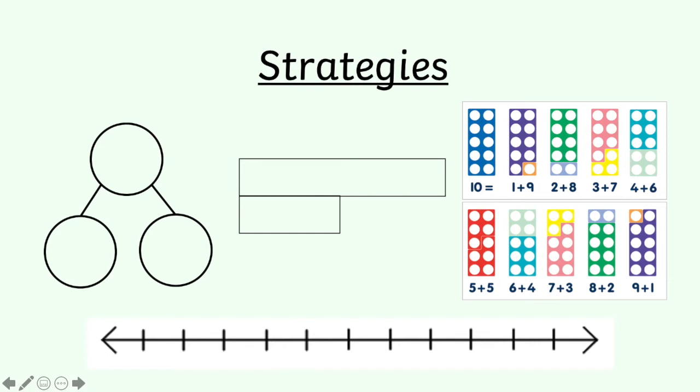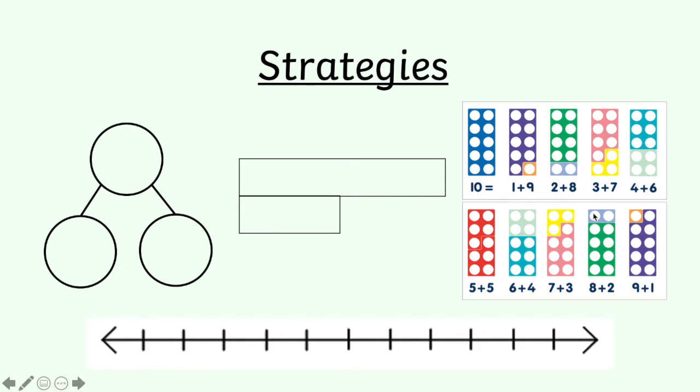So, the strategies we've looked at this week. We have looked at part-whole models. We've looked at how you can partition numbers, break them up into different parts. We've looked at bar models. We looked at how bar models are really good for comparing things and really good for understanding where you are in a problem and being able to represent it.